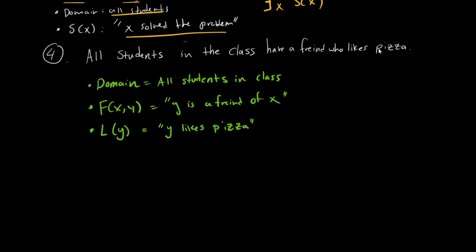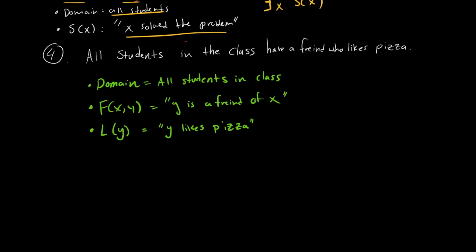Now question 4 is a little bit different and states this: all students in the class have a friend who likes pizza. So our domain in this case is all students in the class. And so we can create 2 predicates here. Our first predicate has both x and y, where y is a friend of x. And L(y) means y likes pizza.